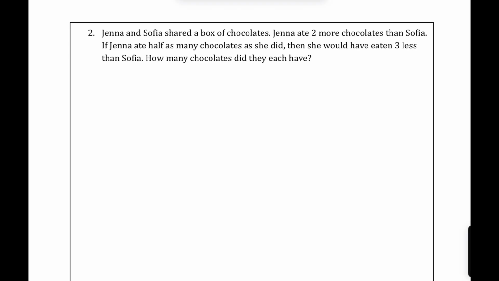So here we have that Jenna and Sophia shared a box of chocolates. Jenna ate 2 more chocolates than Sophia. If Jenna had eaten half as many chocolates as she did, then she would have eaten 3 less than Sophia. What we want to know is how many chocolates they each had. So that's what our variables are going to represent. One of them is going to represent the number of chocolates Sophia had, and the other one is how many Jenna had. So we can let J represent the number of chocolates that Jenna had, and then S is going to be the number that Sophia had.